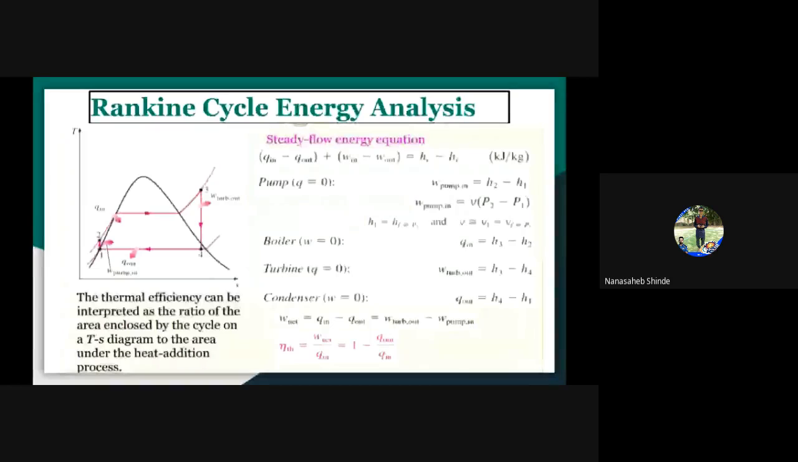This Rankine cycle energy analysis you already learned in the ATT subject. Same point, same concept. I have repeated it here.